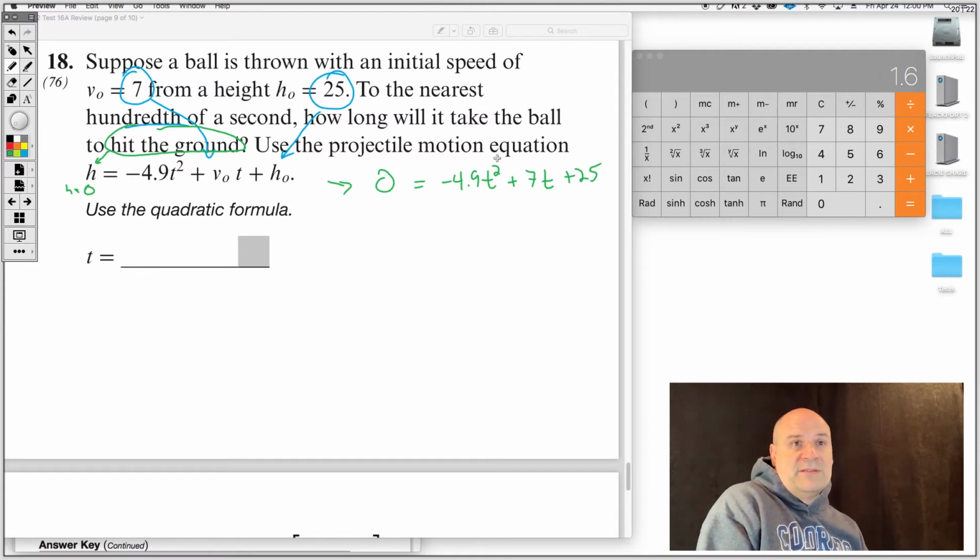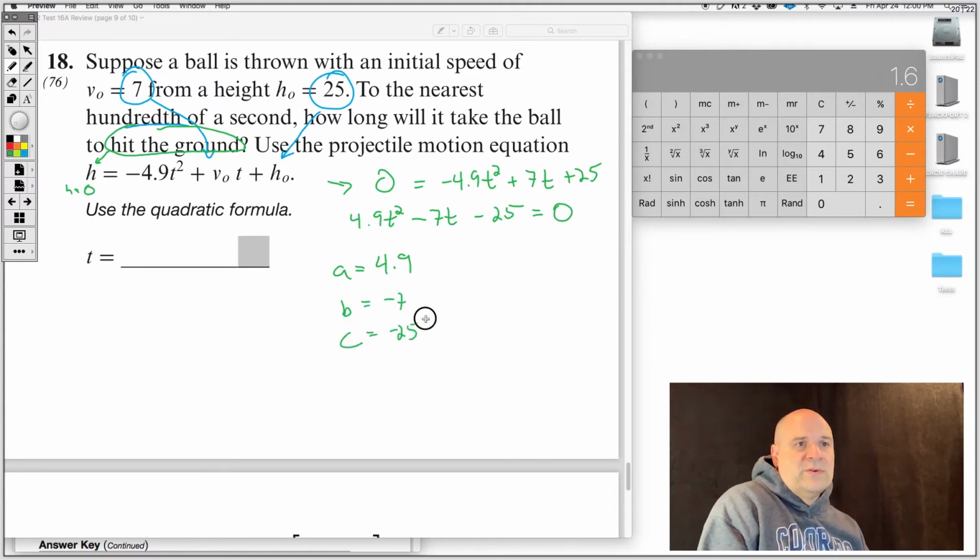But the first thing I'm going to do, you don't have to, you'll get the same answer, is I just like having my t squared positive. So I'm going to put everything over here: 4.9t squared minus 7t minus 25 equals 0. So A equals the coefficient of the t squared term, 4.9. B equals -7. C equals -25. I'm going to plug that into my quadratic formula, which is x equals -b plus or minus the square root of b squared minus 4ac, all over 2a.